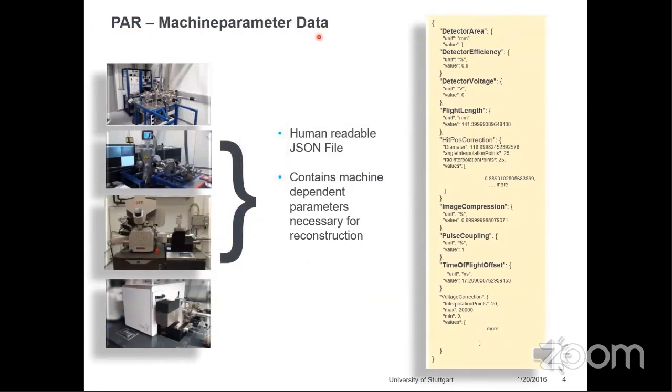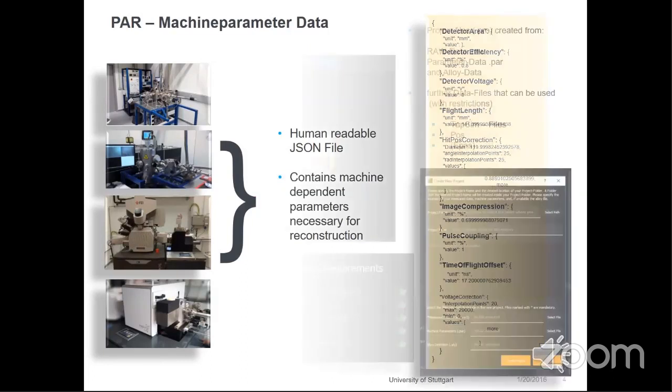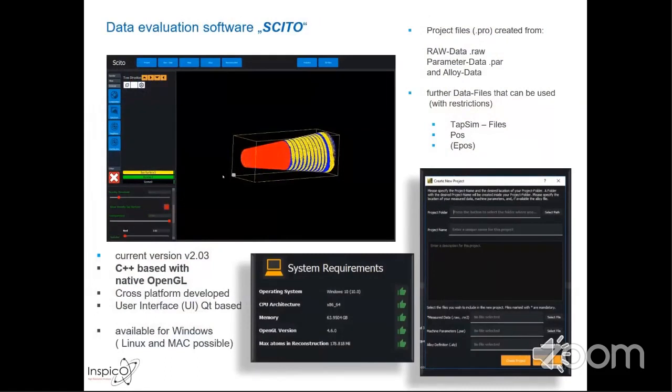For the later reconstruction, machine parameter data is necessary. As mentioned before, all atom probes have slightly different construction, so therefore we need a so-called machine parameter file. The machine parameter file includes the detector area, detector efficiency, and other variables which have been determined by calibration of the instrument. So this parameter file is unique for each instrument. The file itself is written in JSON, so it is human readable, and the parameters depend on the respective construction of the machine.